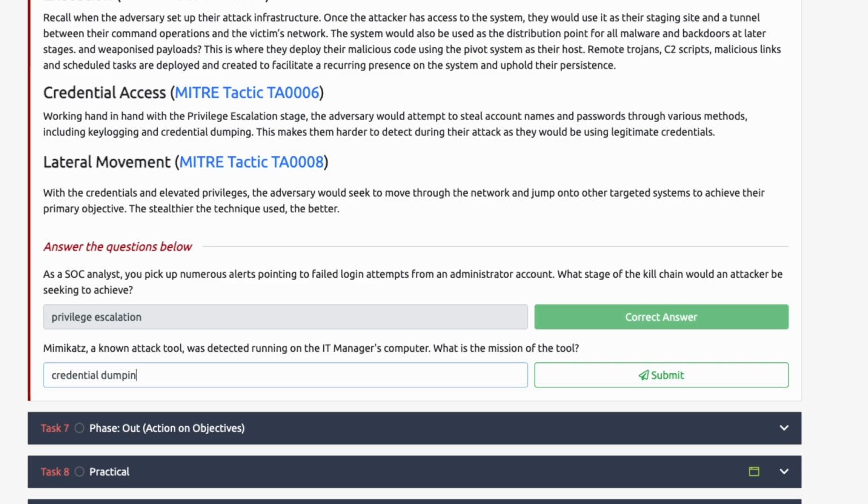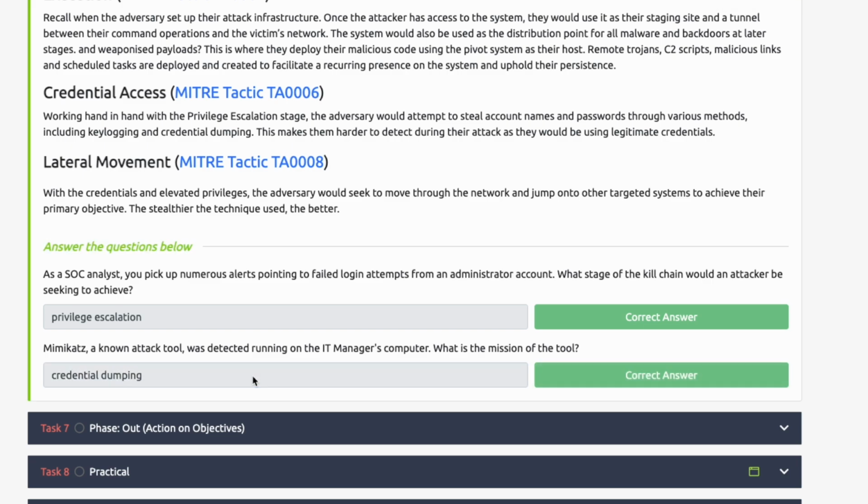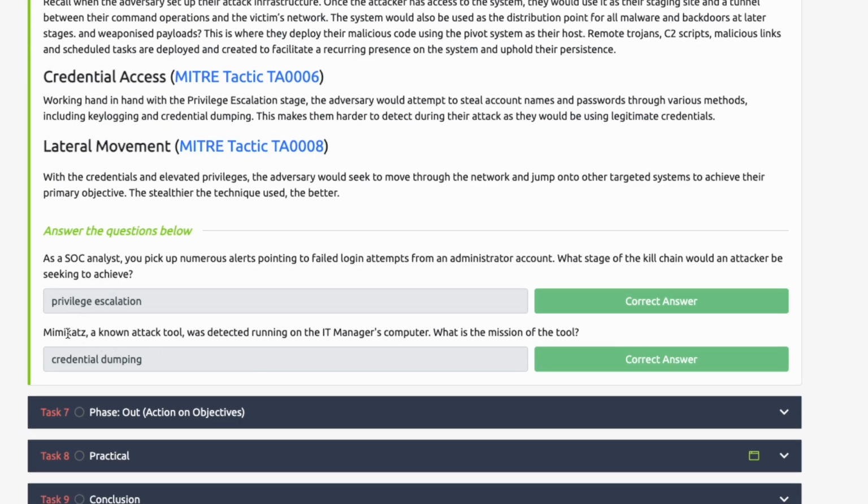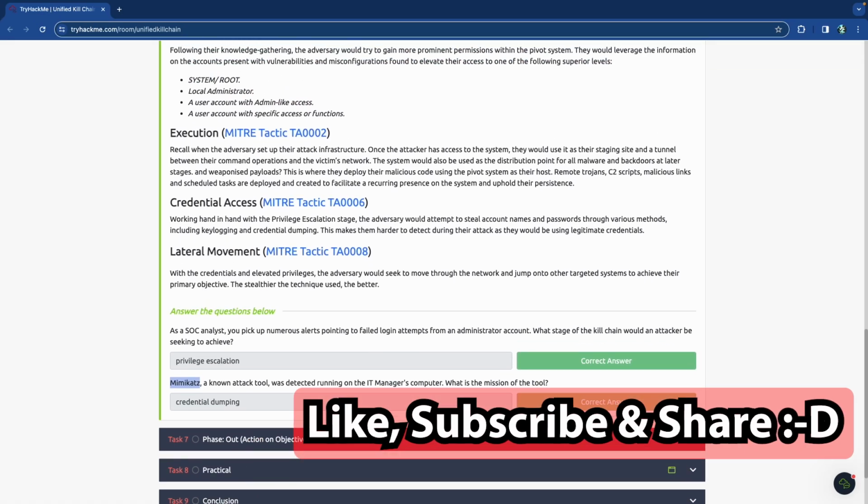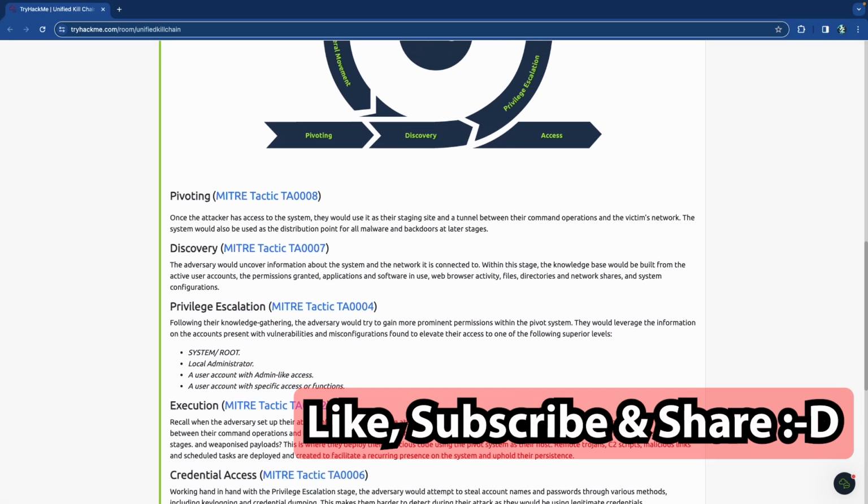Credential dumping is what Mimikatz does. It dumps password files or hashes and stuff like that. It's a pretty useful tool actually. Okay, and then so you're through the system, right?